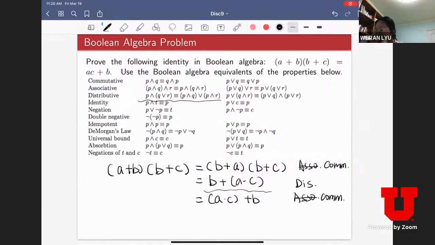So the other way would take a few more steps. You just view this one as P and this one as Q plus R, and then you apply this way of the distributive, and you're still going to get the same result.